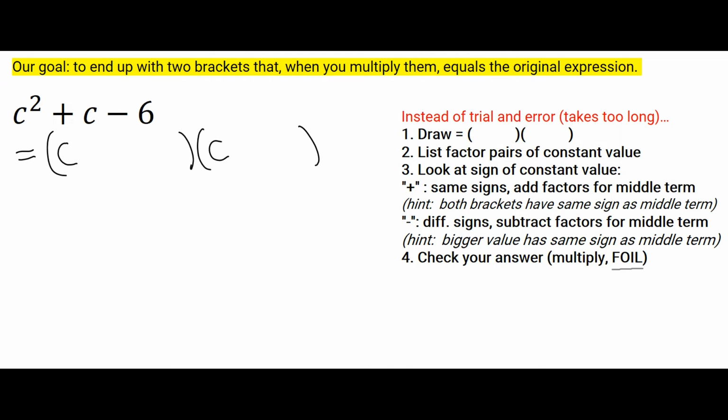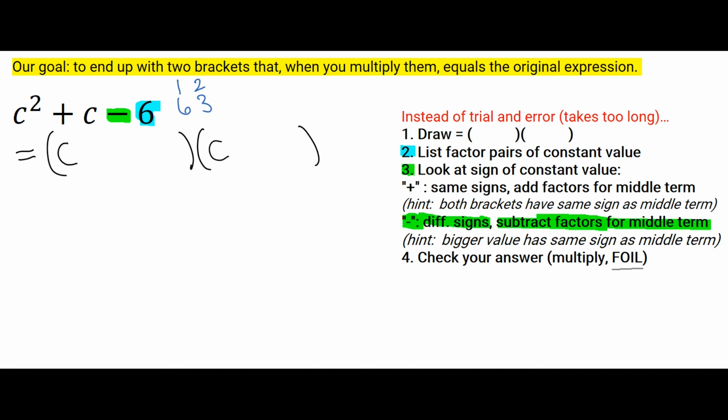Then we're going to list the factor pairs of the constant value. Constant value would be our 6. So 1 times 6 gives us 6, as well as 2 times 3. Next, we're going to look at the sign of the constant value. It's going to be a negative sign. So this time, the signs in the brackets are going to be different, and we need to subtract the factors to find the middle term.